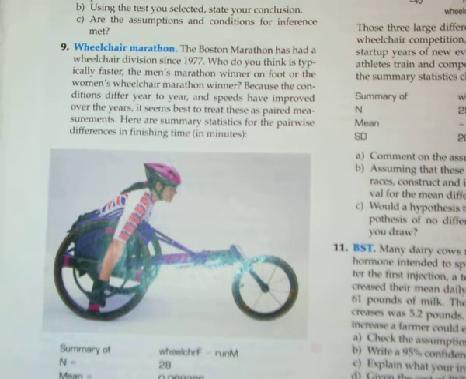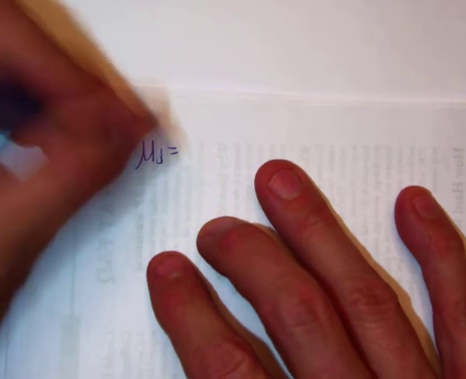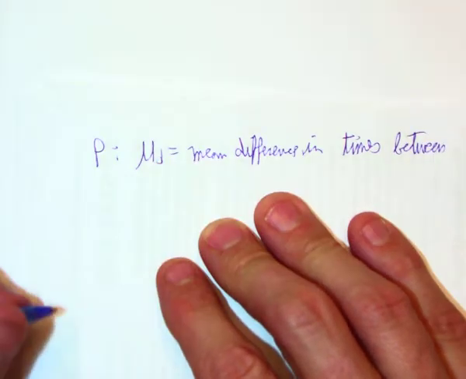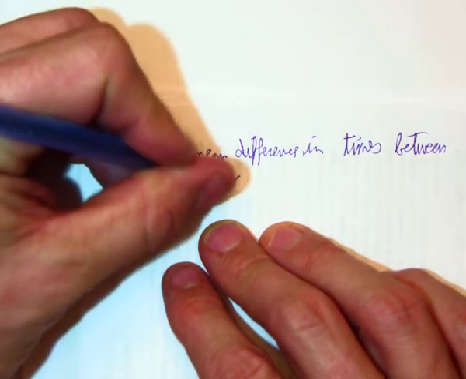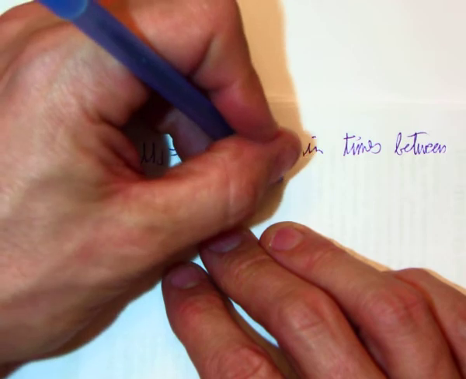So they want us basically to do a confidence interval. So our parameter here is the difference. Mu of d is the mean difference in times between women wheelchair and male runners.